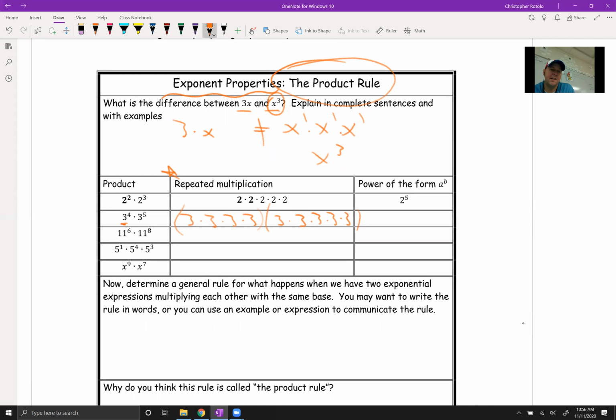And that means that if I have the same base, so in this case, that's the 3, right? That's the base. The 4 and the 5 are my exponents. If I write them all out, how many of those 3's did I end up with? And if I add them together, I get 9. So that's what we're trying to shortcut.